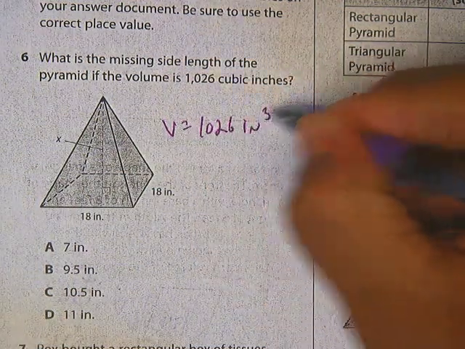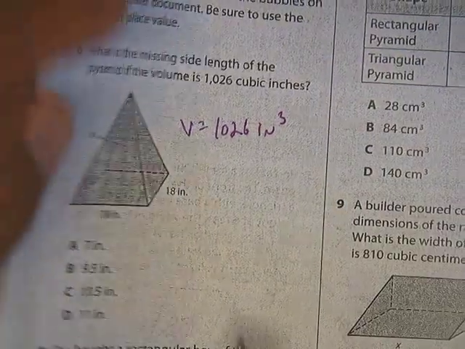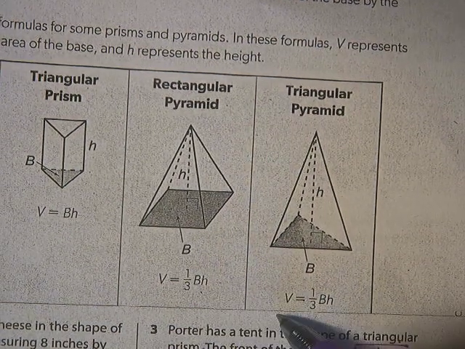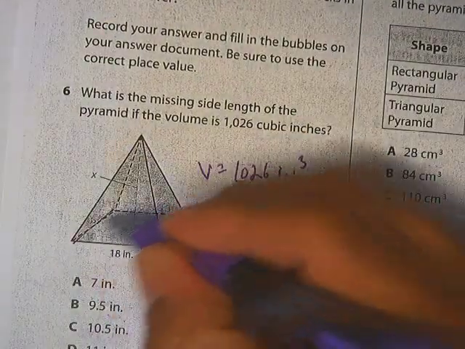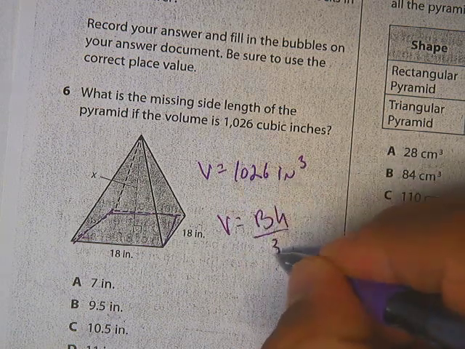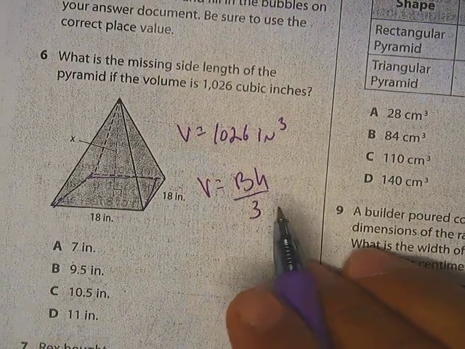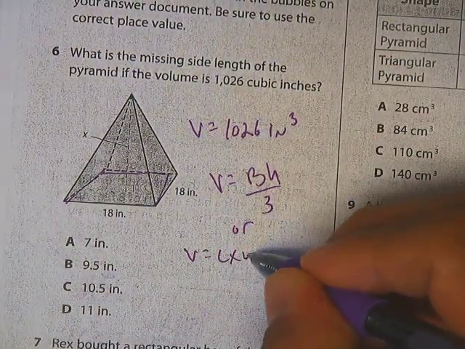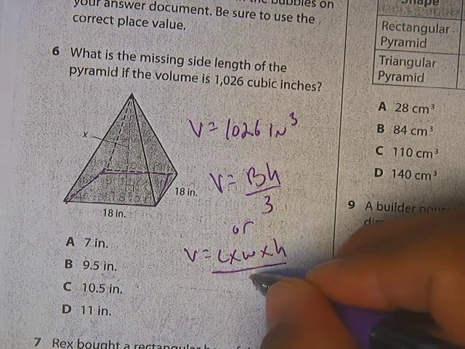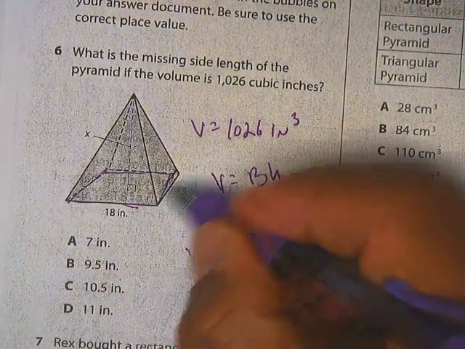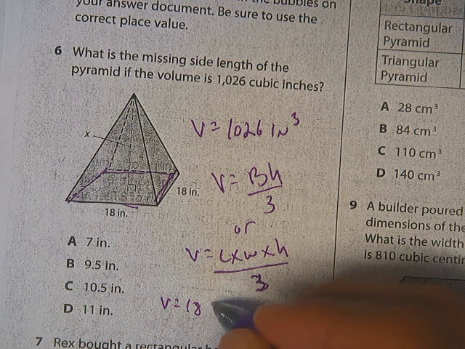Okay, number 6 there. What is the missing side of the pyramid? They're giving you the volume, so they're saying the volume is 1,026 cubic inches. Well, it's a pyramid, so we use this equation, and it's a rectangular pyramid because I can see there's a rectangle here at the base. So we're going to use this equation. We have to divide by 3. It's the same thing as saying length times width times height divided by 3.